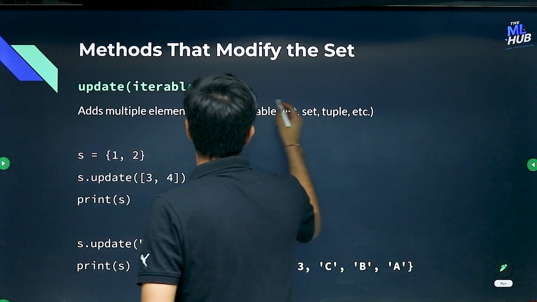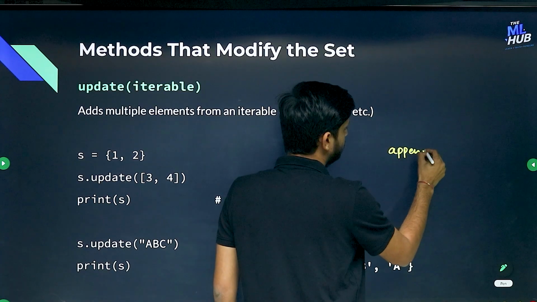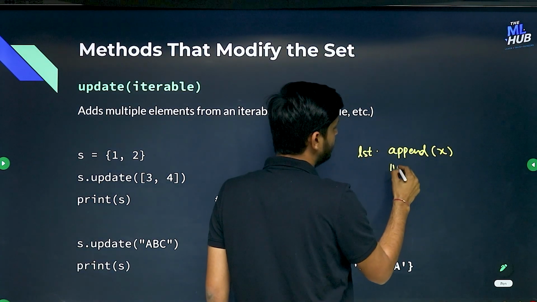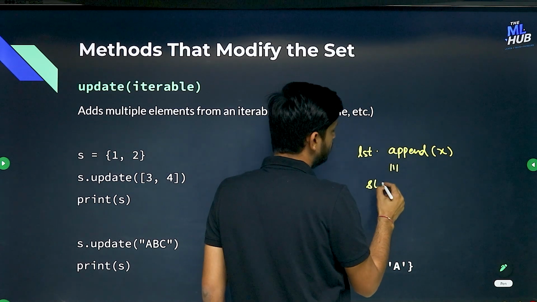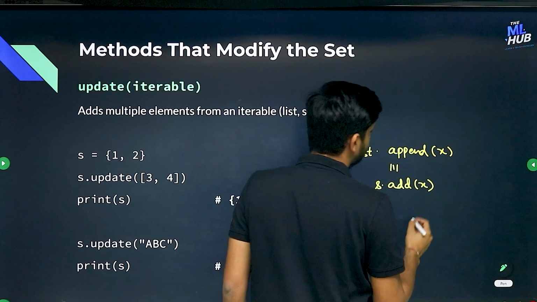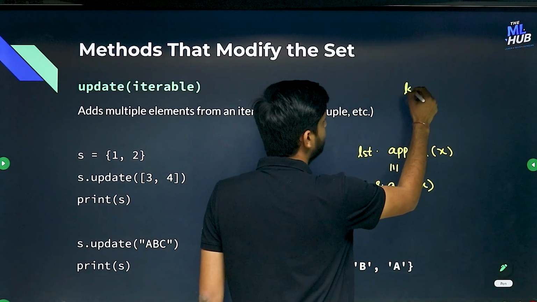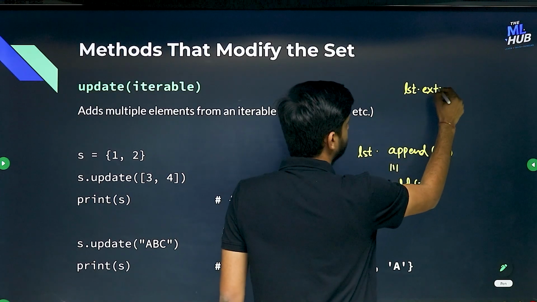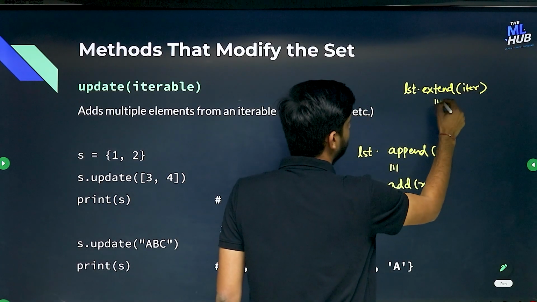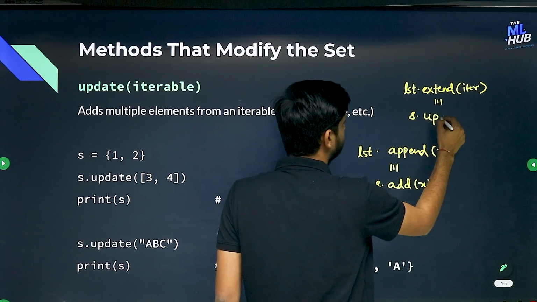In list we had an extend function, right? In list we had the append function, list dot append. That is equivalent in set. In set you can do set dot add. So for list we have append, in set we have add, they are the same. And in list we had the extend function, we give it an iterable. And here in set we have the update function.